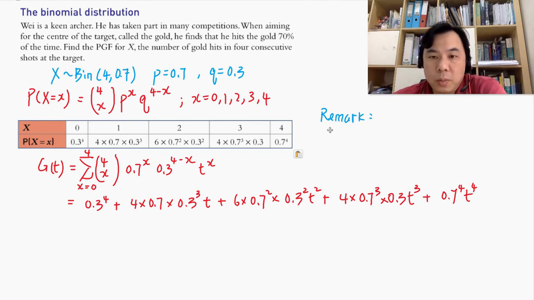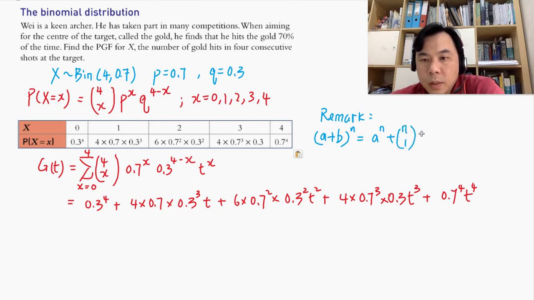Now we are going to use the binomial expansion formula, which is given by (a + b) to the power n. Now (a + b) to the power n can be written as a to the power n, plus n choose 1 times a to the power of n minus 1 times b, and so on and so forth until we have the last term, b to the power n.